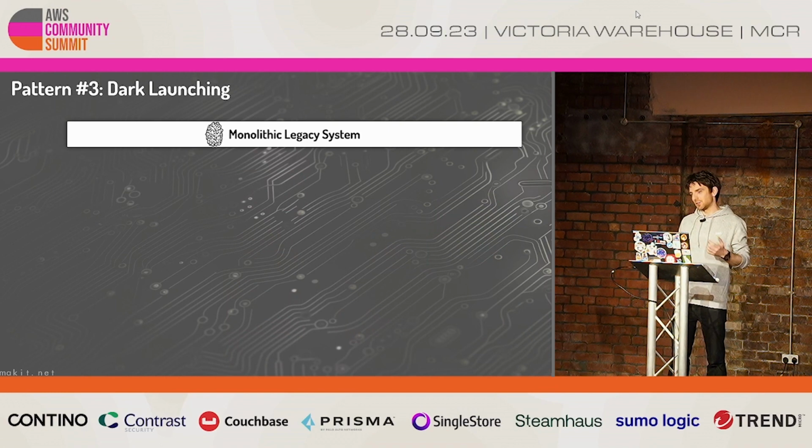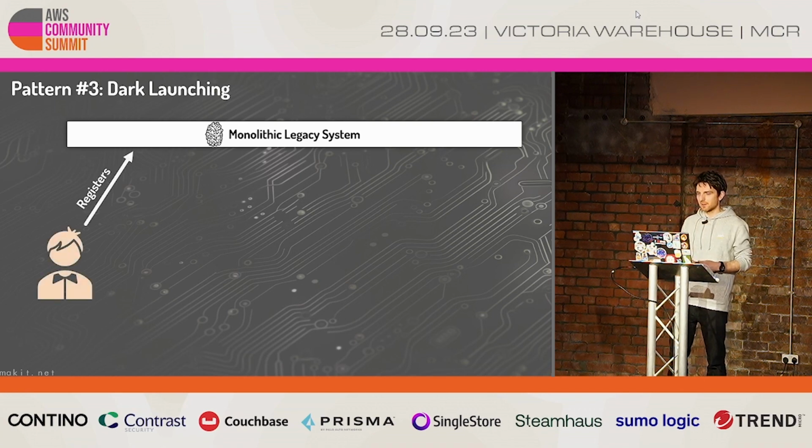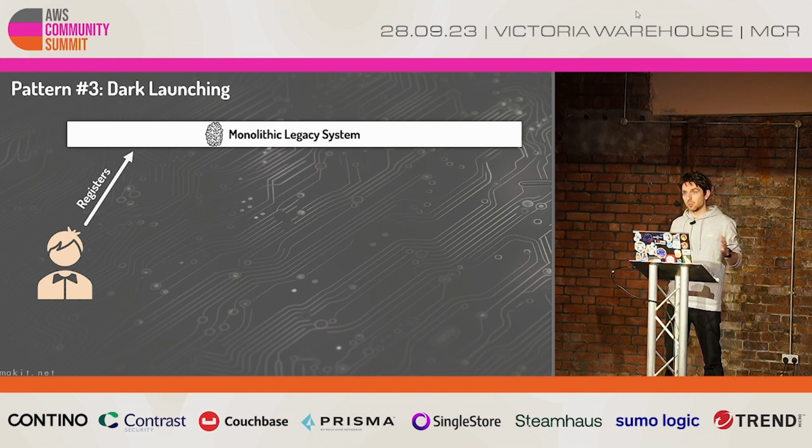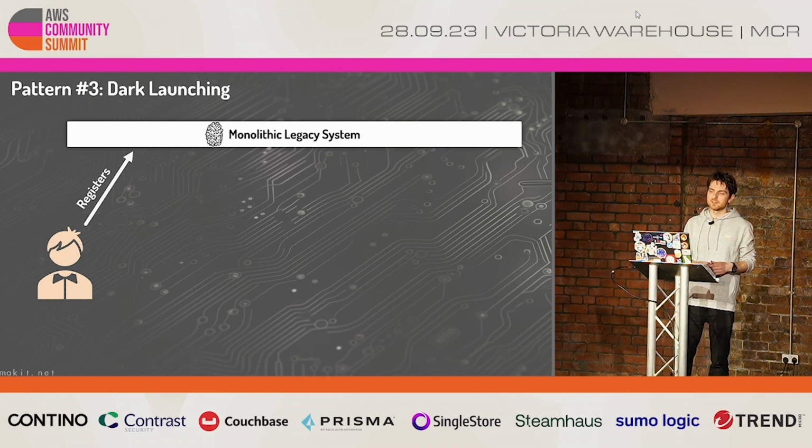Now, the next pattern I'd like to go on to is dark launching. So with dark launching, we have our monolithic legacy system. Somebody will register against that. Now, the idea is to keep the legacy code running. We don't want to change that. We want to try and get our new service in place. There's a lot of risk with just trying to swap out that behavior. It's been around for a while, this legacy application. So we just want to assess that new feature.